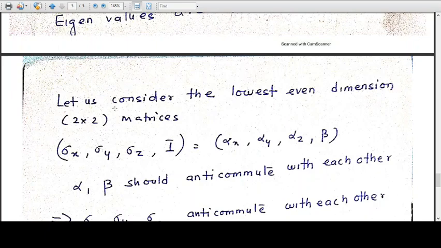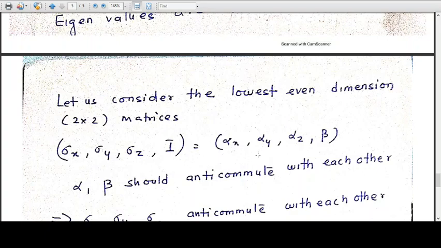Now consider the lowest even dimension, 2 into 2 matrices. The lowest even-dimension anti-commuting matrices which come to our mind are Pauli matrices. And let us take the identity matrix also, 1, 1, 0, 0. Now let us assume them to be alpha x, alpha y, alpha z and beta, because we need to solve for alpha and beta. First condition, they should be even matrices. That is solved.